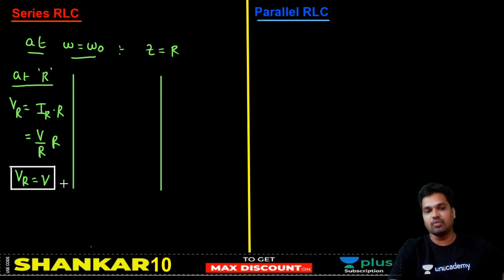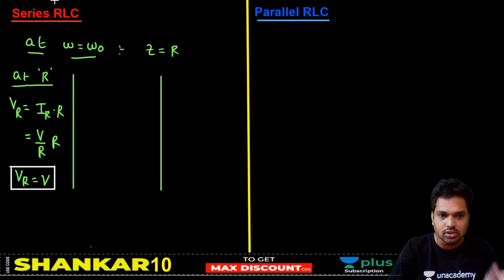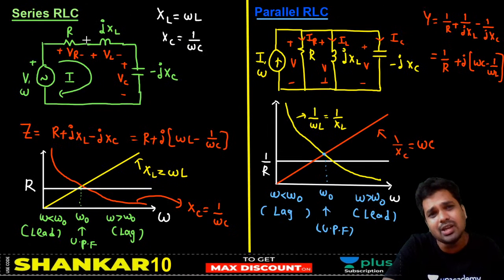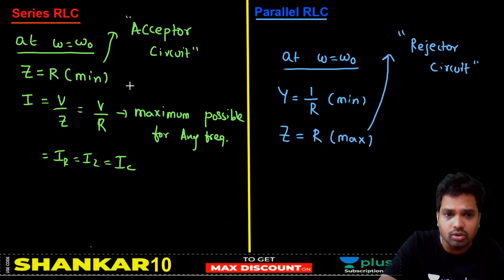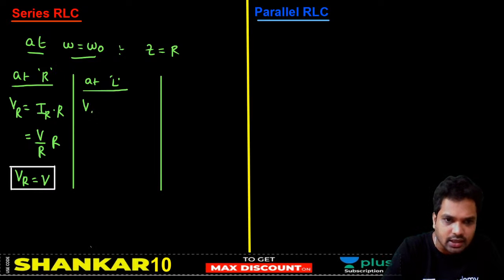Now listen carefully, guys. At resonance, the total voltage across the resistor will be equal to the source voltage. What is the meaning of this, sir? Can I say inductor and capacitor voltage is 0 in this case? No. Listen here. If you do the same analysis for the inductor, the voltage across the inductor will be equal to I into jXL.